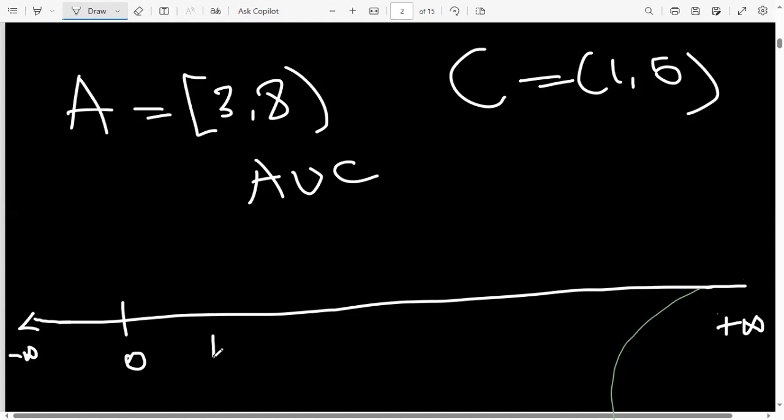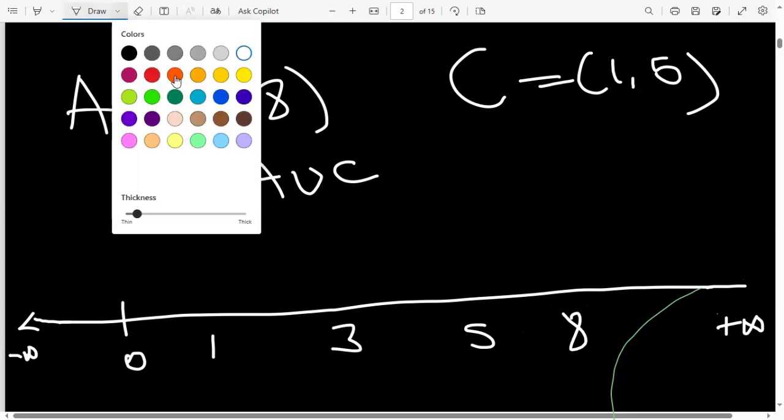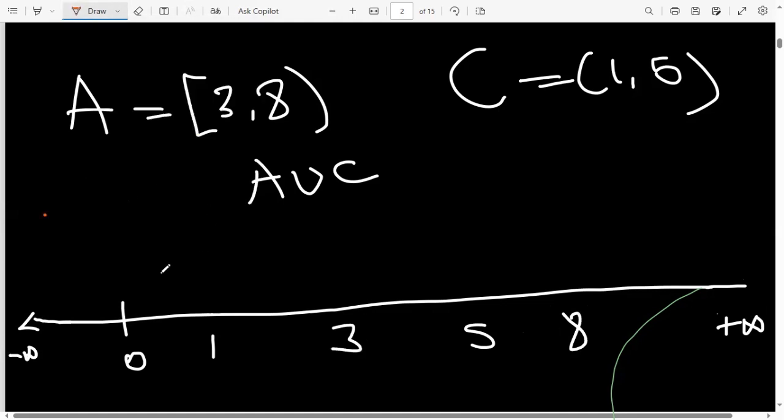So I have 1 as the smallest, and then I have 3 somewhere, 5, and then 8. Okay, so let's plot set A using a different color. So set A is starting from 3 all the way up to 8. Okay, so the 3 here is included, so we are going to shade this guy here. And then we are moving all the way to the 8, but the 8 is not included, so we'll put an open circle like that.